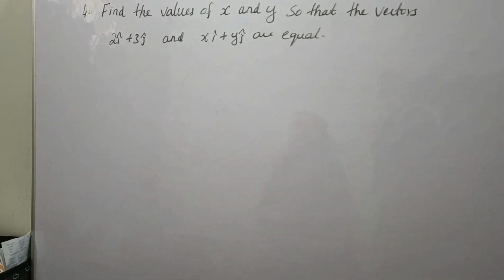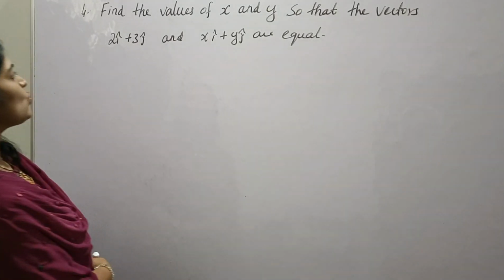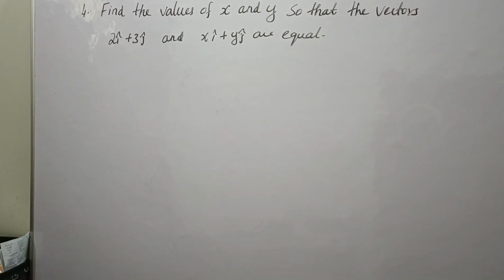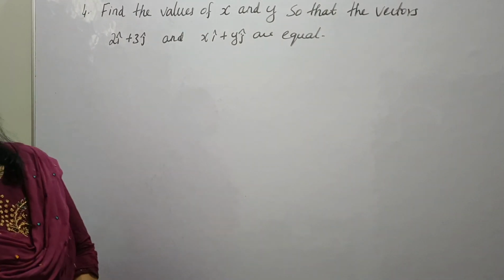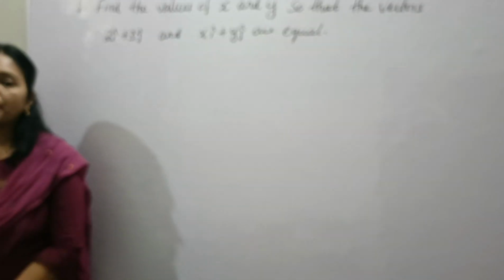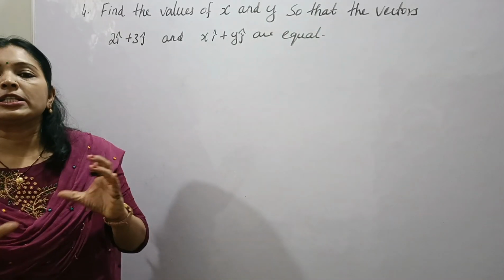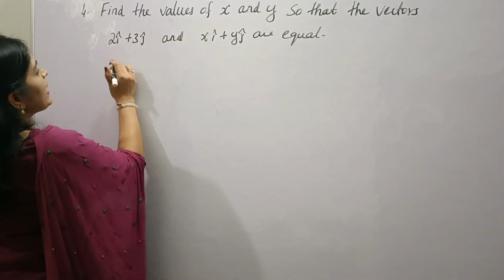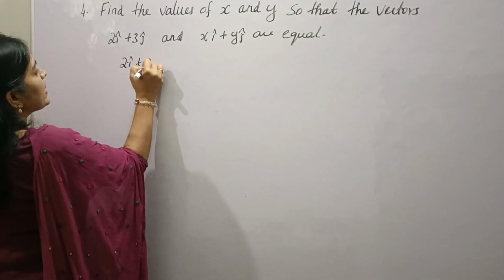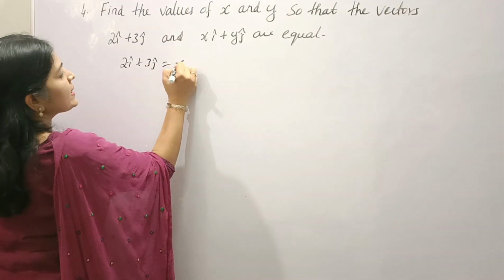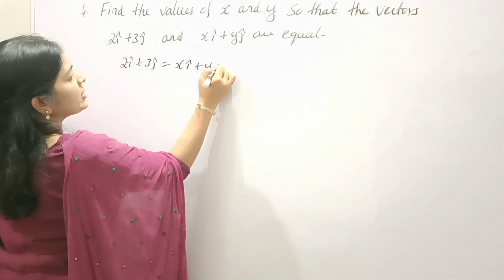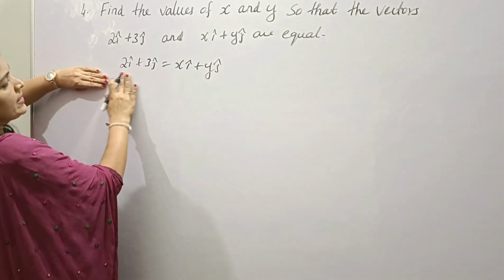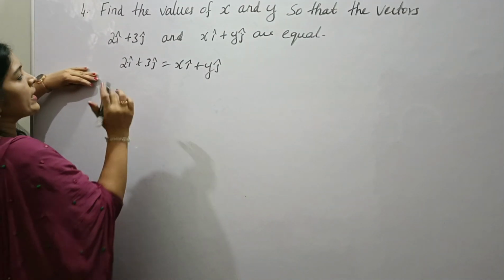Find the values of x and y so that the vectors 2i plus 3j and xi plus yj are equal. If two vectors are equal, then their corresponding components are equal, right? So here two vectors are equal means 2i plus 3j is equal to xi plus yj, that is, their corresponding components are equal.